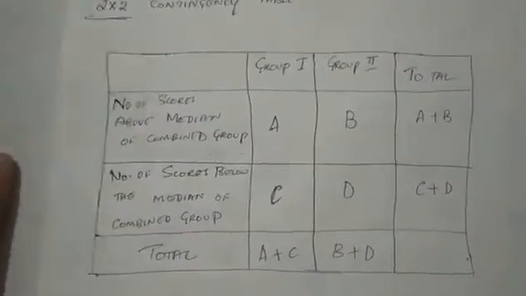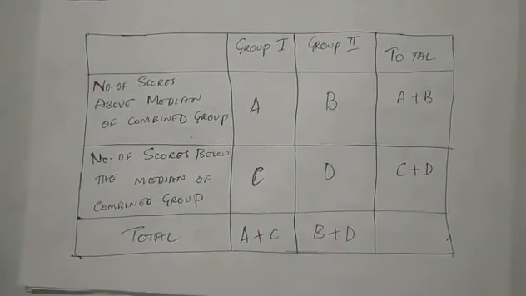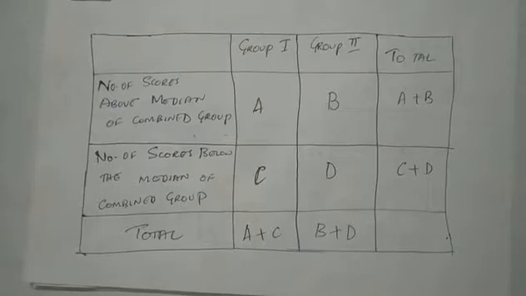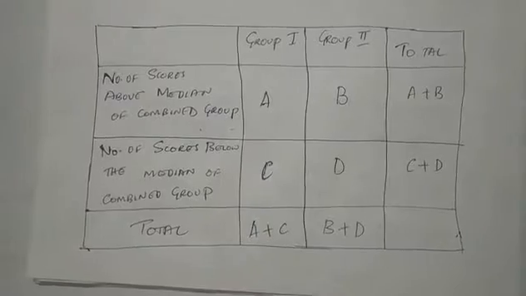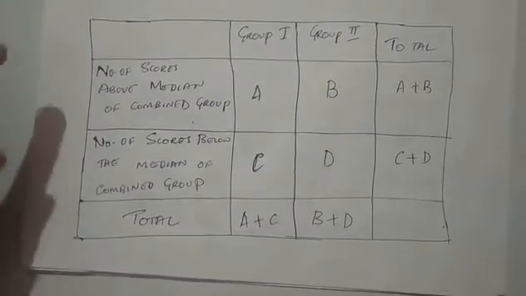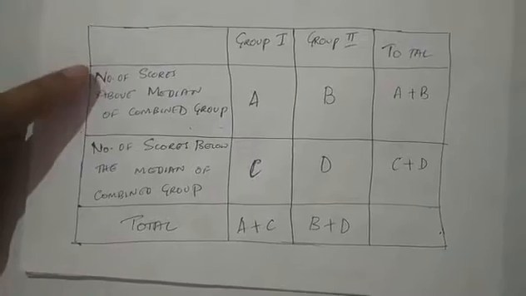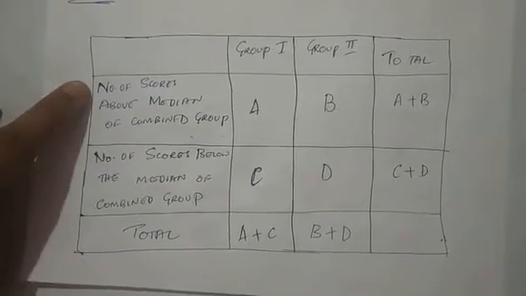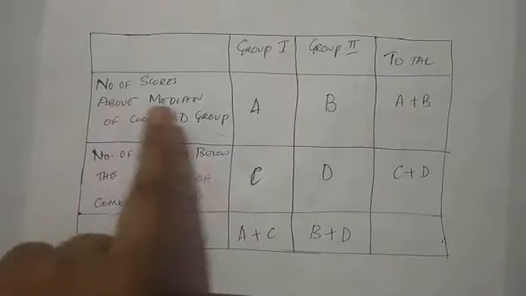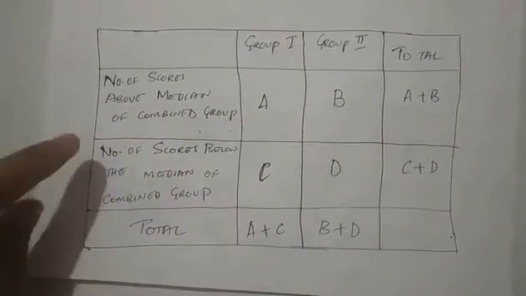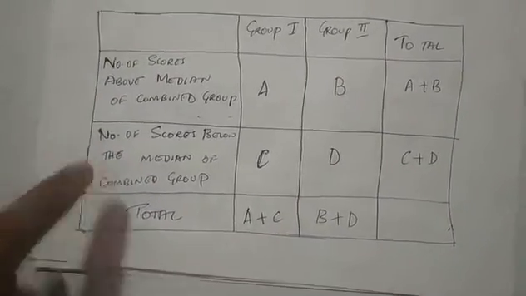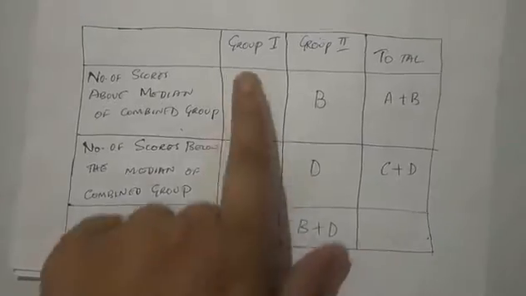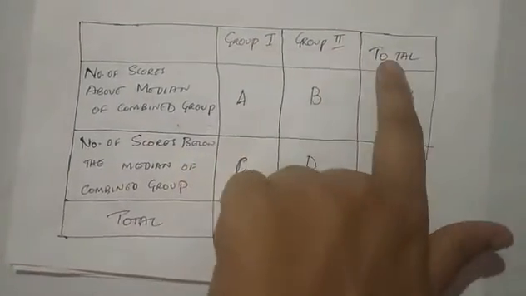So you can look into the table. This is called a contingency table. At times you are supposed to make this table on your own, and at times a table prepared earlier would be given to you to find the solution to the problem. On the left side you can see the number of scores above the median of the combined group, and the other column says the number of scores below the median of the combined group. Then you have the total. We have group 1 and group 2 separately listed out, and again there is a total.